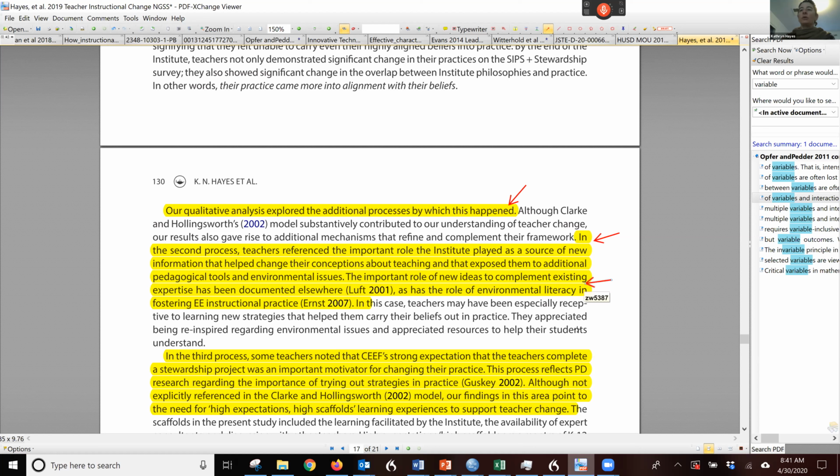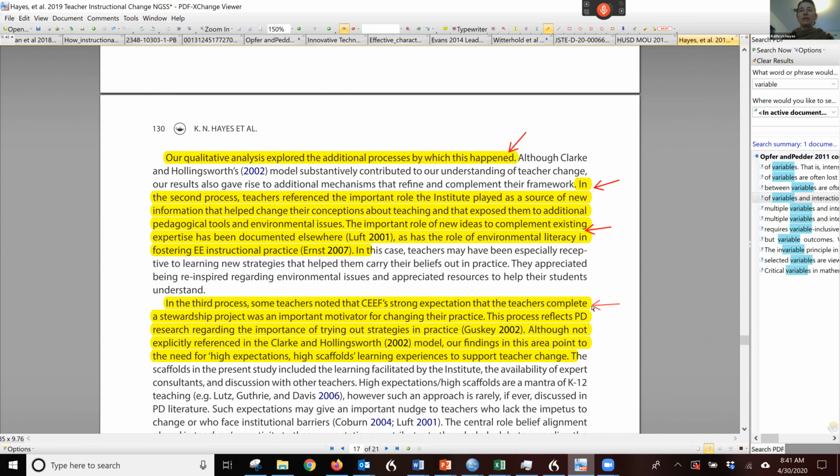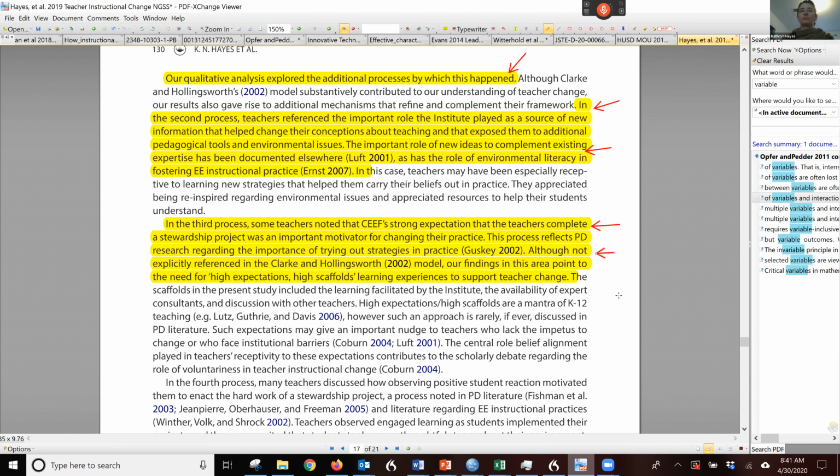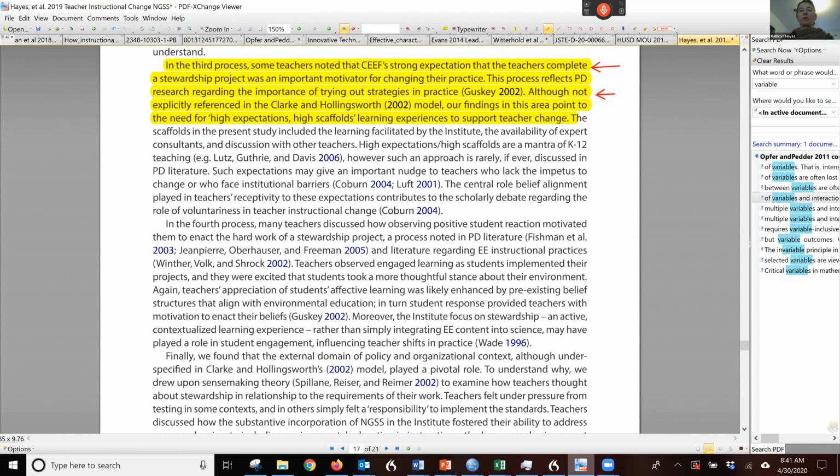The important role of new ideas to complement existing expertise has been documented elsewhere, as has the role of environmental literacy in fostering EE instructional practices, right? So I'm tying it to the literature. Then I summarize the third process here, and I tie it to the literature. All right. And I also make a point about the theoretical framework. So I tie it to the literature here with Guskey, and then I talk about the theoretical framework around Clark and Hollingsworth. Now I do that, you know, the fourth process and so on.